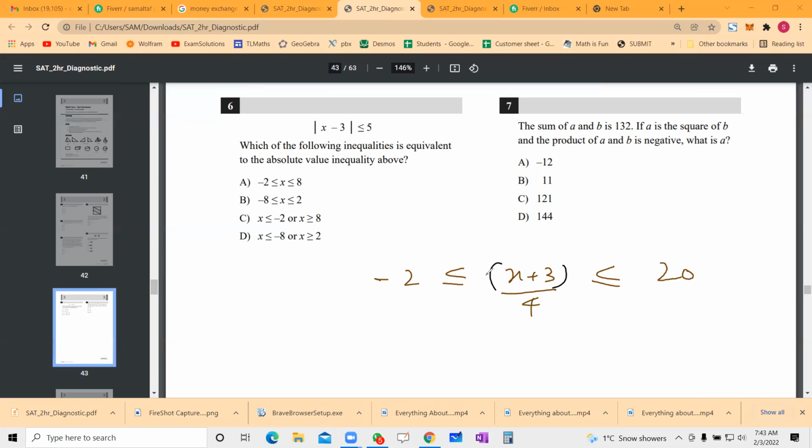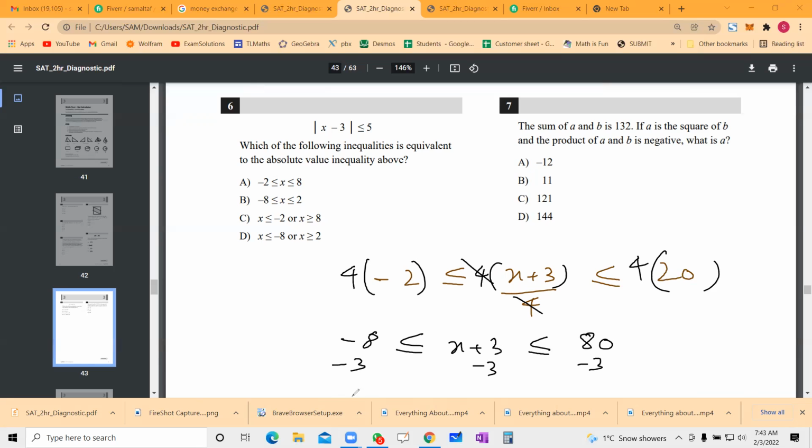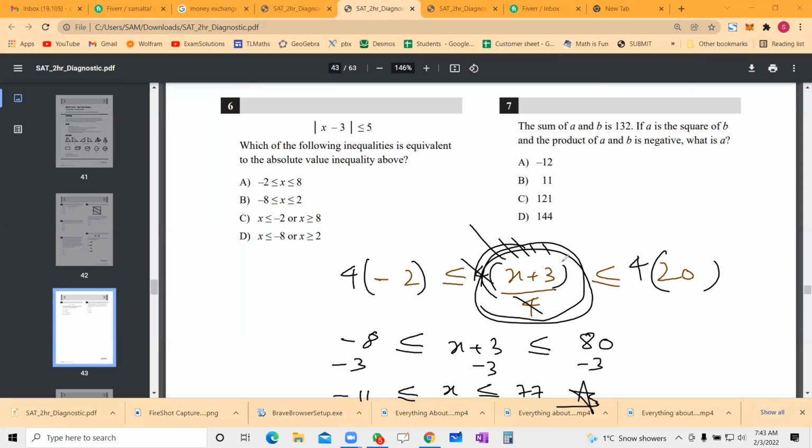So multiplying by 4 throughout. It'll be -8 is less than or equal to x plus 3, which is less than or equal to 80, as the 4 cancels out. Subtracting 3 throughout, negative 11 is less than or equal to x is less than or equal to 77. That's the answer. So this is the way if the question is in the combined form, with some numbers multiplied, divided or added in the center, you do whatever you want to do throughout.